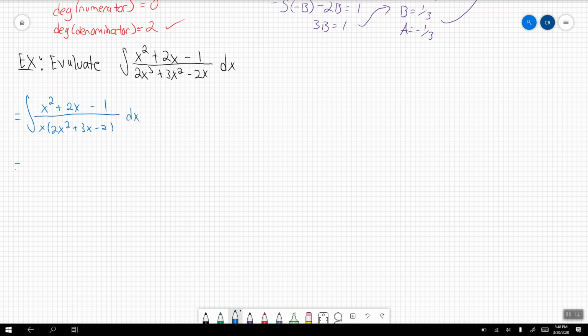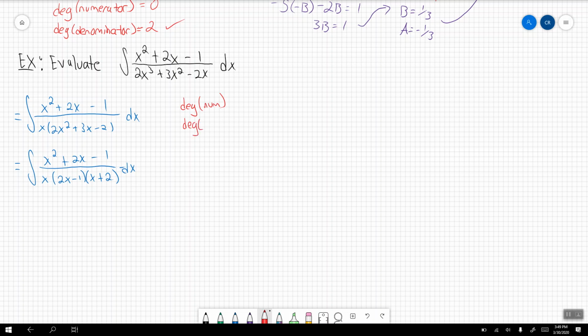The denominator looks like it can factor just a little bit more. So that's x squared plus 2x minus 1 over x times, somewhere along the lines of, 2x minus 1 times, it looks like, x plus 2, and that's all dx. All right. Just do a really quick verification to make sure that this leads us to the right result. Positive 4, negative 1. That's positive 3, negative 2. Great. Awesome.